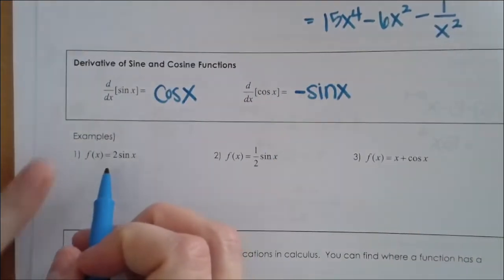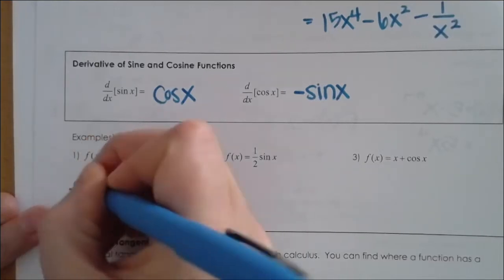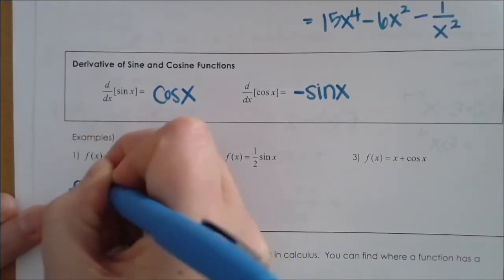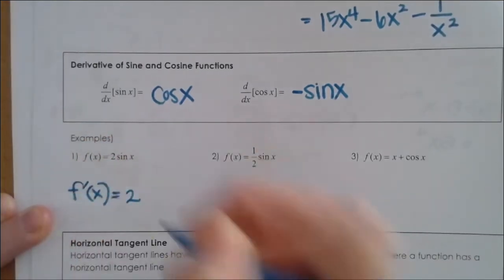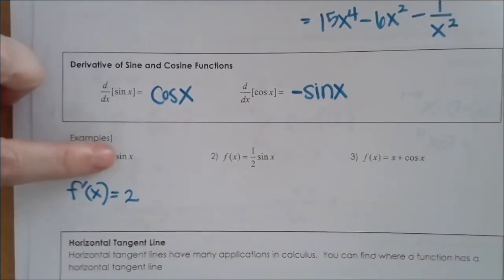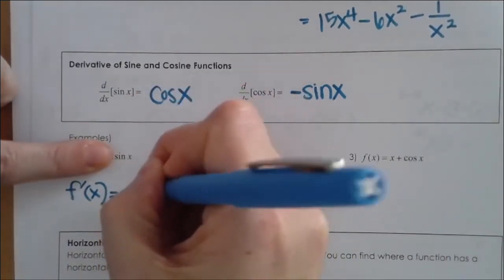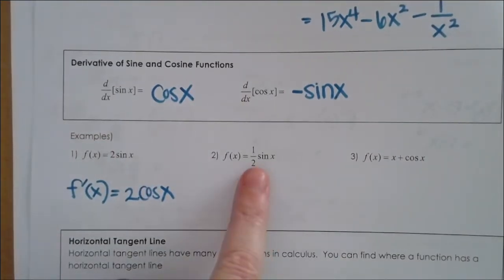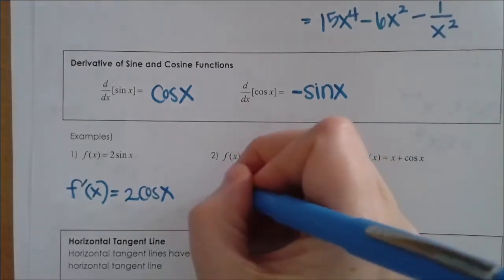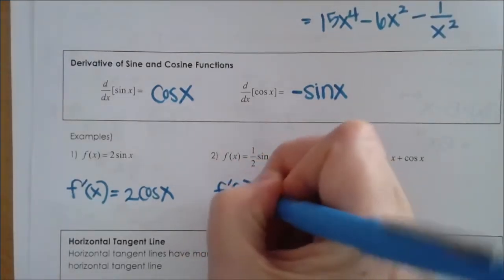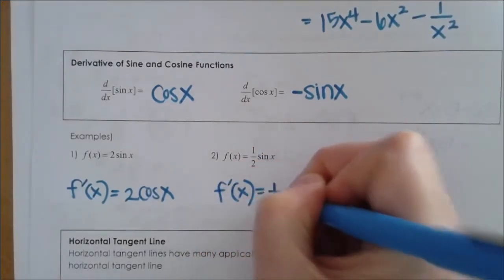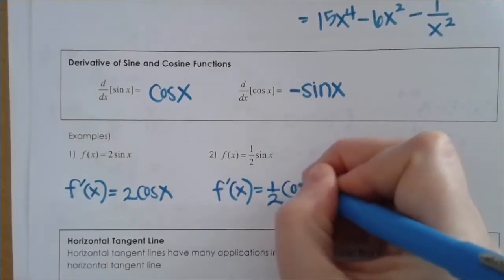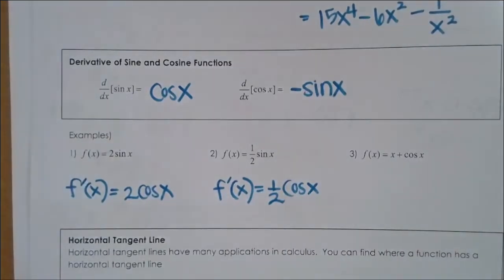Looking at this one, if I take the derivative of this, the 2 is just that coefficient, it's going to follow along. The derivative of sine is cosine, so my full derivative is 2 times cosine x. Here, that 1/2 is just going to follow along. The derivative of sine is cosine, so we have 1/2 cosine x.